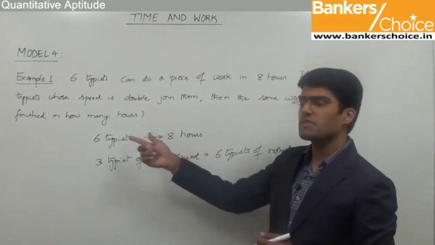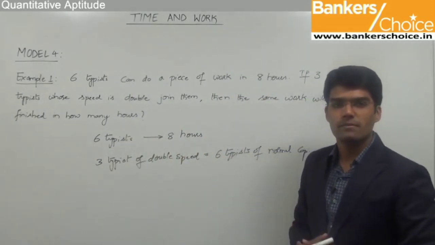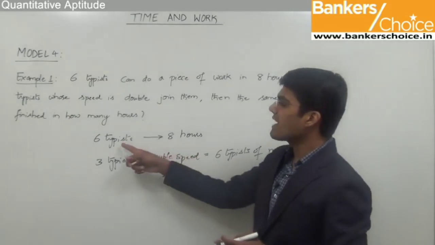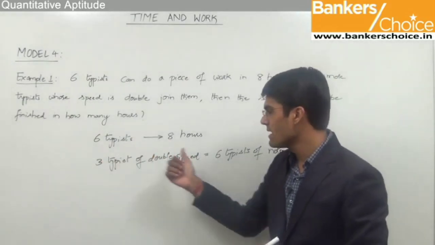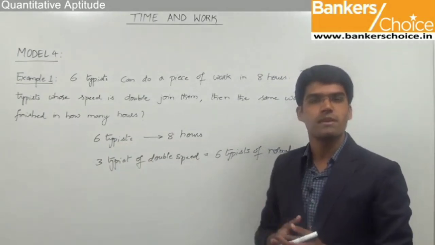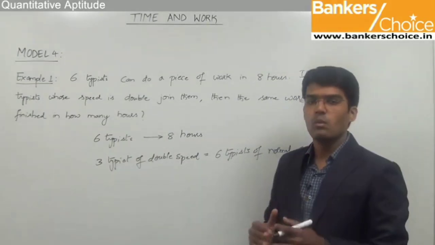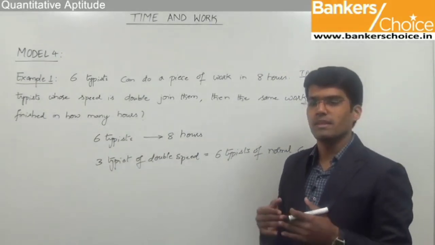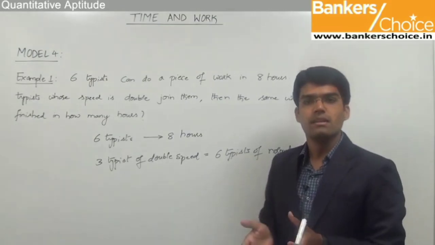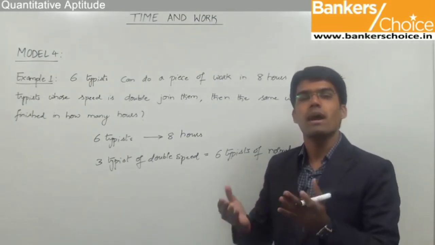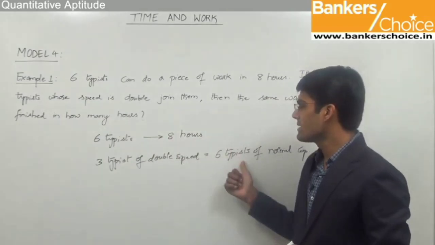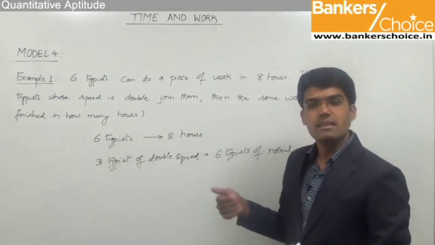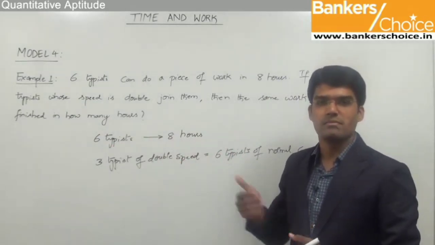After these 6 typists join, how much time will be required? Now very clearly, when 6 more typists join, the workforce is getting double. Earlier we had 6 typists. Now when 6 typists join, the workforce becomes 12 typists. And when the number of persons is double, the number of days or the time required will be half. So here 6 typists can do in 8 hours. When 12 typists are there, the same work can be done in half of the time, that is 4 hours.